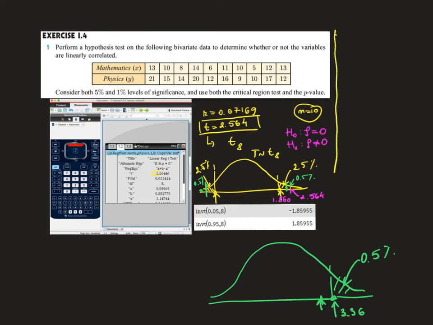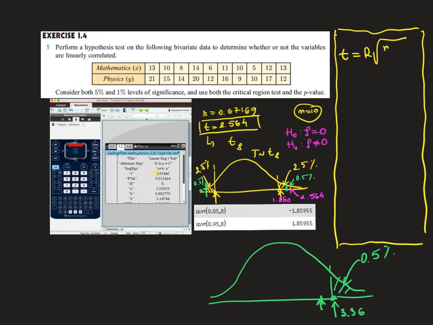Now, what can I do without GDC? Not too much, because the only thing I can do is to calculate the test statistic by hand. So remember that the test statistic, if you look at the previous page, the formula was r times the square root of n minus 2 over 1 minus r squared. So in my case, we found r. So if you replace that r and n equals 10, let's see what we get. Surprise, exactly the 2.5644 and so on. So 2.564 to 3 significant figures. So exactly the value here.